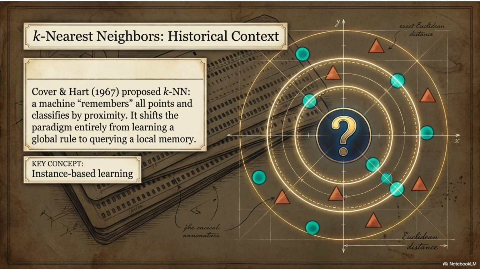In 1967, Cover and Hart had a different idea. Instead of learning rules, why not just remember the data? This is instance-based learning. Classify a point based on the closest known example.